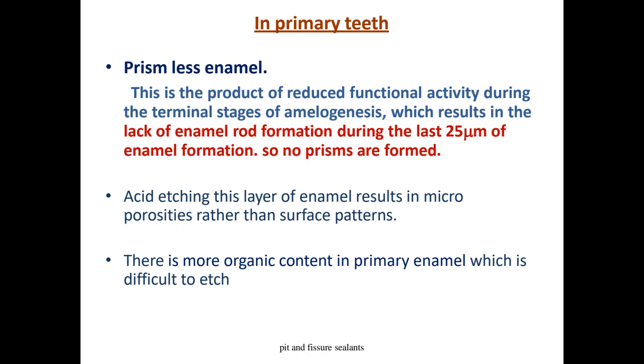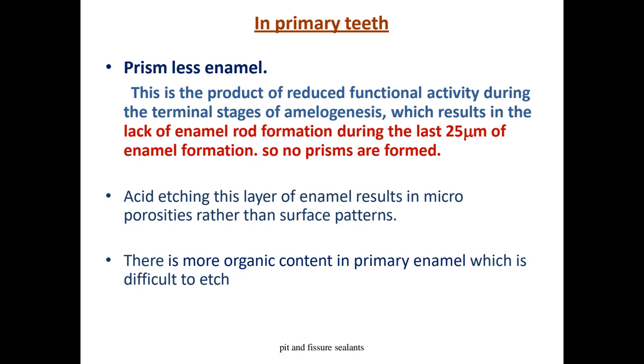It is basically because there is a prismless enamel in primary teeth. When you talk about enamel rod formation, there is a lack of enamel rod formation in the last 25 microns of enamel on the tooth surface. So in this area, the last 25 microns, no prisms are formed. This is because there is reduced functional activity during the terminal stages of amelogenesis, which results in lack of enamel rod formation at the last 25 microns. So there are no prisms formed. So there is prismless enamel.